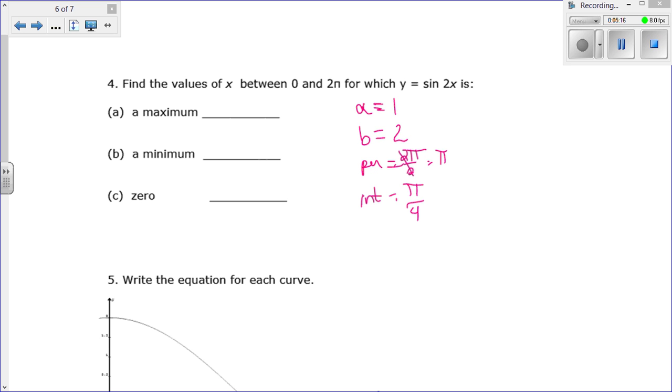So let's see here. We do t-charts for trig graphs. We just do them horizontally instead of vertically. I start with 0, and then I have 1 pi over 4.